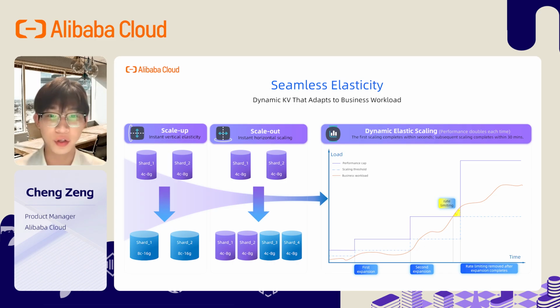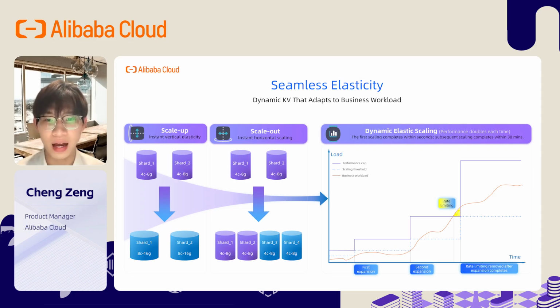Among all features of Tair Serverless KV, one that deserves special emphasis is its elasticity capability, which includes both vertical scaling and horizontal scaling. In short, vertical scaling means when a shard's computing capacity is no longer enough, the system automatically increases CPU and memory to boost performance. And this is especially effective for handling hot-key issues.